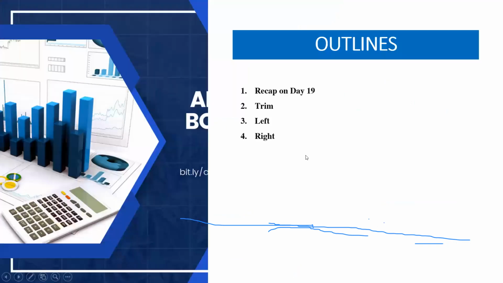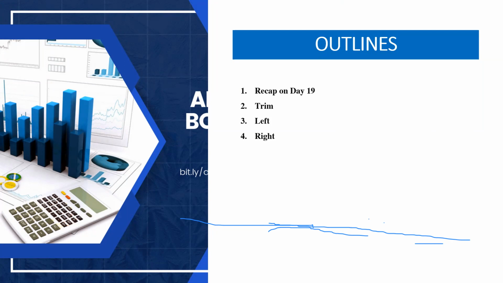So today we'll have a recap of what we did on day 19, that is yesterday. I will talk about trim, left, and right functions. That's what we are going to cover for the day. So yesterday, we discussed concatenate. That is how we concat two or more cells in one single cell. That's what we did yesterday.